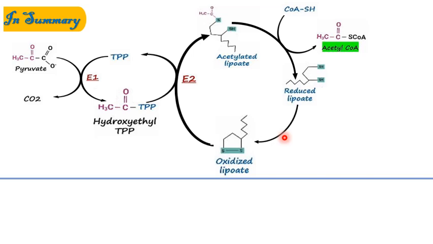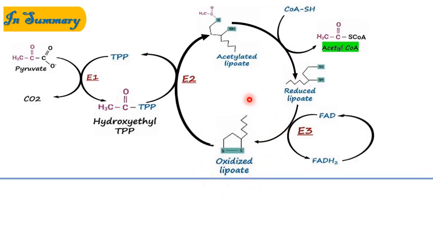So how does it get re-oxidized? The enzyme E3 comes into play. And this enzyme E3 contains FAD. Are we following now? It contains FAD. There are two hydrogens attached to the S atoms, each S has one hydrogen. It will take the two hydrogens in the form of electrons and transfer them to FAD to form FADH2, while the lipoate returns to its oxidized form.